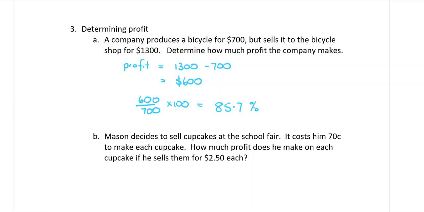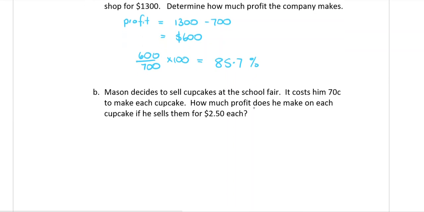Question B. Madison decides to sell cupcakes at a school fair. It costs 70 cents to make the cupcake. How much profit does he make on each cupcake if he sells them for $2.50? Follow those same 2 steps. Work out how much profit he's making in dollars or cents or in money, and then make that into a fraction that you can turn into a percentage.